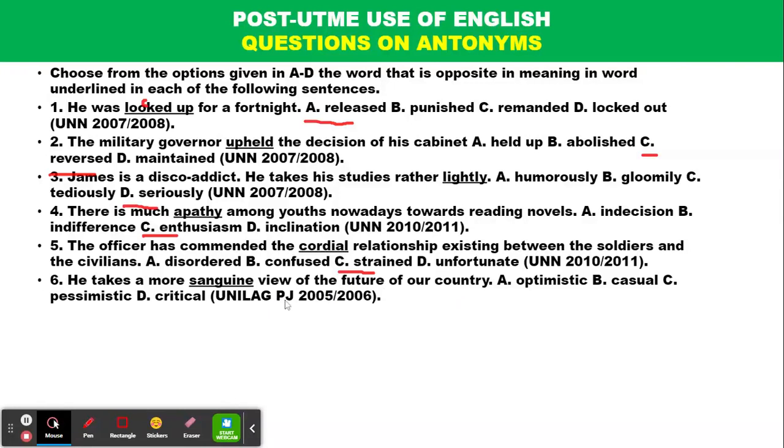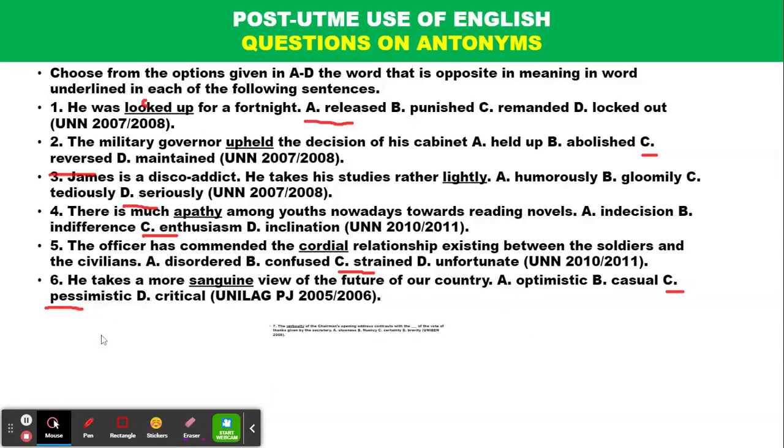But here, this question is taken from Unilag PG 2005/2006. Unilag stands for University of Lagos. Okay, they are post UME for 2005/2006. So let's look at the options. Option A, optimistic; B, casual; C, pessimistic; D, critical. We are looking for the opposite. We have figured out the meaning of sanguine, and sanguine means optimistic. So the opposite is obviously pessimistic. So the correct answer is C, pessimistic.